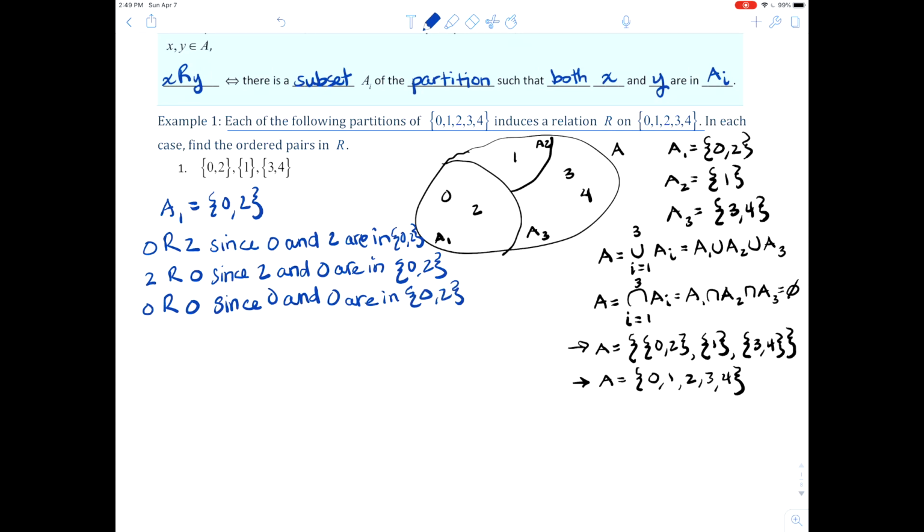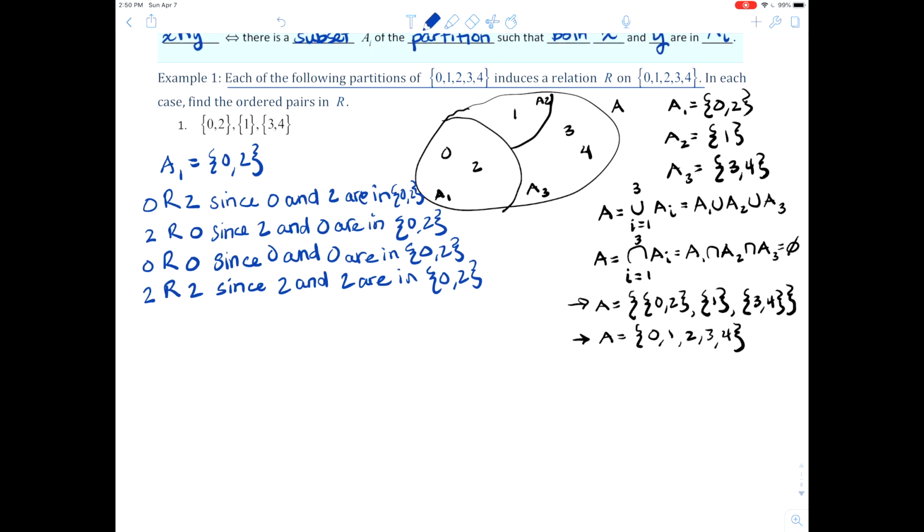And then what's the last one? Beautiful. 2R2, since 2 and 2 are in this partition set. Cool so far? So just from A1, what have we gotten here?